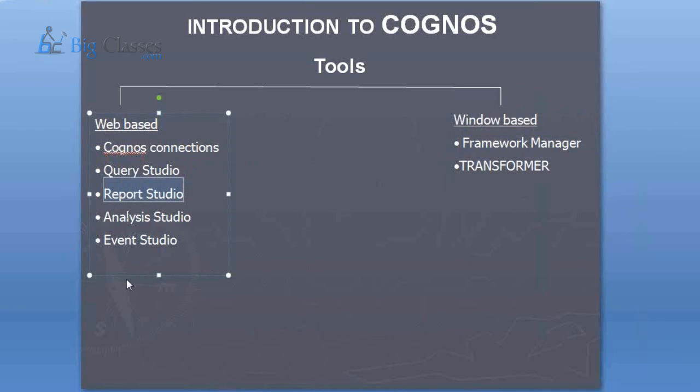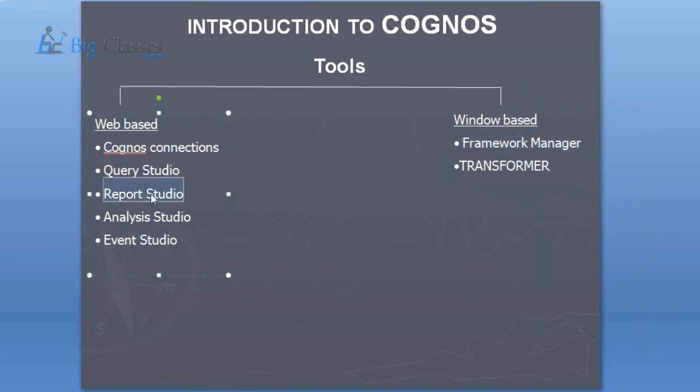But for learning, we are going to learn in a reverse way. We are going to learn the reporting tools at first and then Framework Manager. Why am I saying the reverse way? Because if I change some property in Framework Manager, then definitely that reflects in reporting.